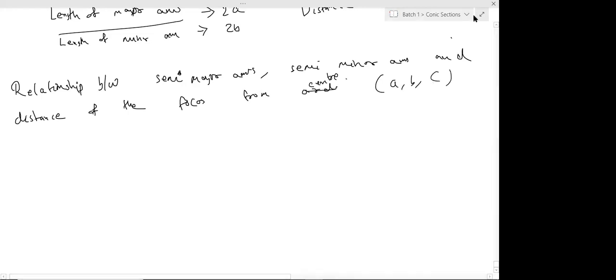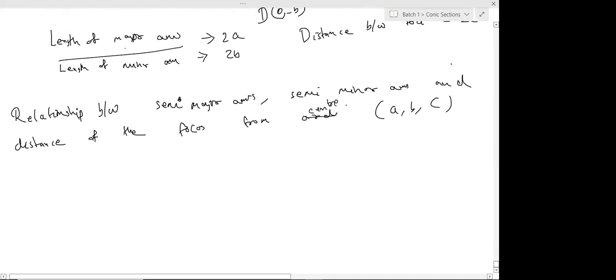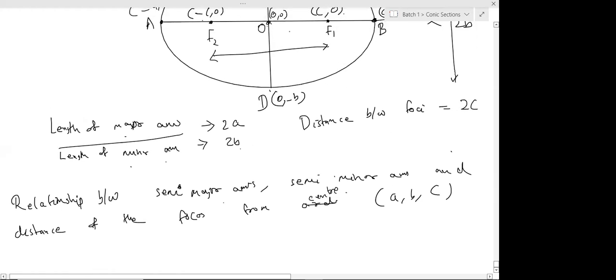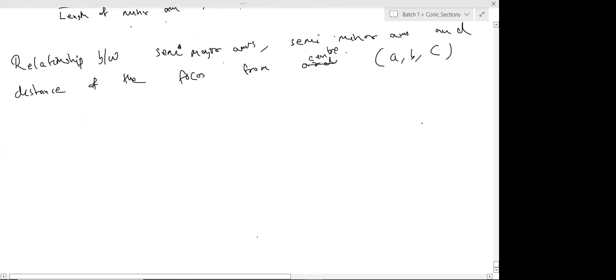All right. See, if the length of the major axis was 2A, that means the semi-major will be A. Length of the minor axis was 2B, that means the semi-minor will be B, and from the center to the focus, the distance is C, right? We have to see how they are related. All right, write it down.